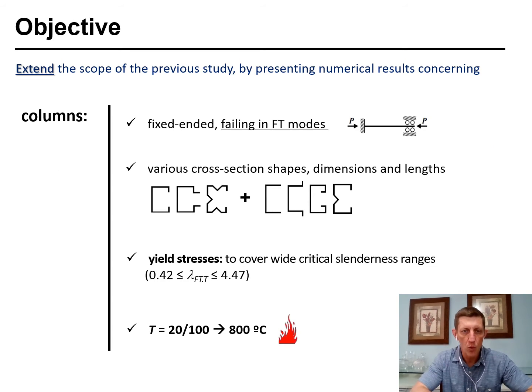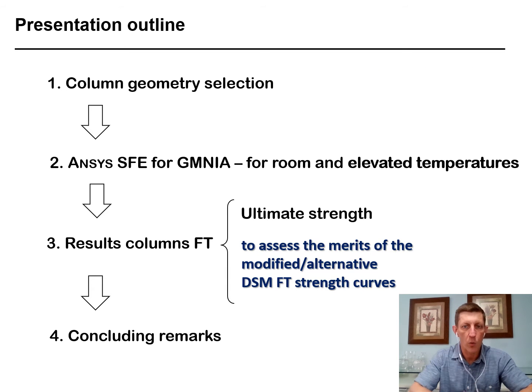So the objective of this work is to extend the scope of previous studies by presenting numerical results concerning columns with fixed end support conditions, buckling and failing in flexural-torsional modes, displaying various cross-section shapes, dimensions and lengths, and different yield stresses in order to cover a wide critical slenderness range, and of course, elevated temperatures up to 800 degrees Celsius.